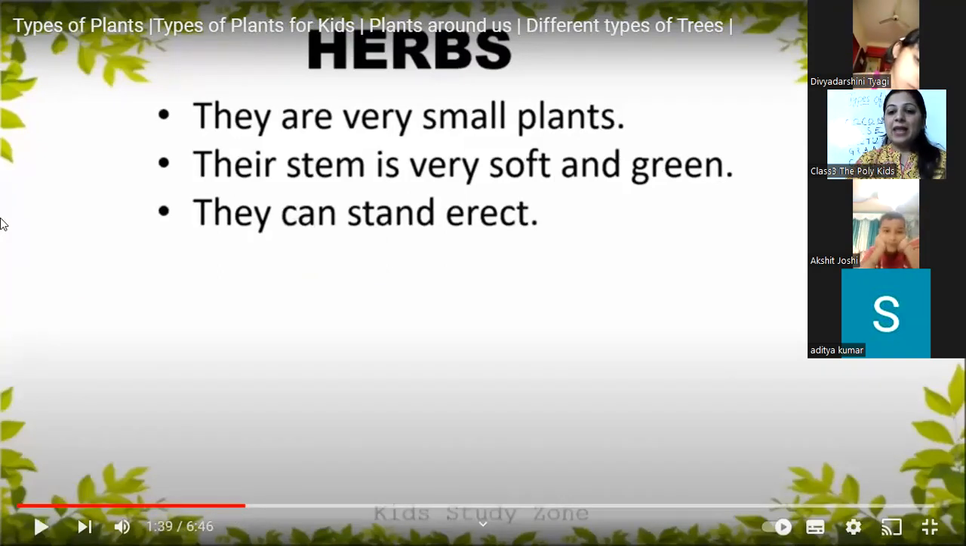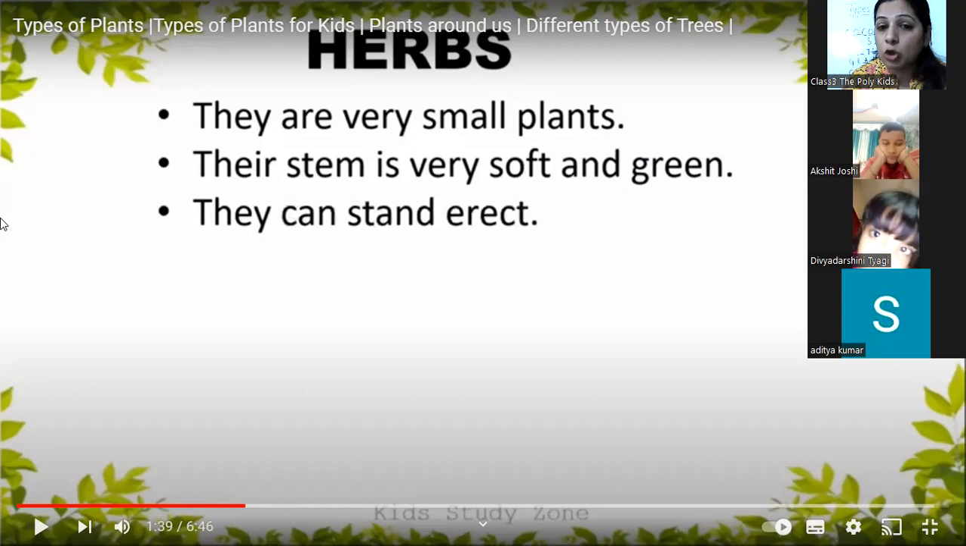Okay. Now they say that herbs are very small kind of plants. Herbs are small plants and their stem is very soft. For example, if we talk about coriander, green coriander, you know, hara dhania. If we talk about that, you must have seen that it is a very small plant. The stem is very thin. It is very soft and green in color. And they can stand erect, means while they grow, they stand straight.